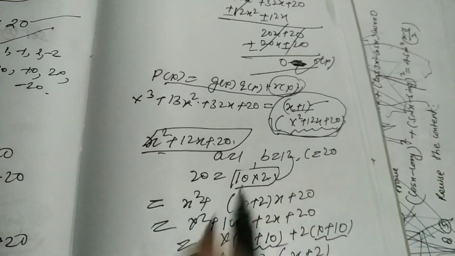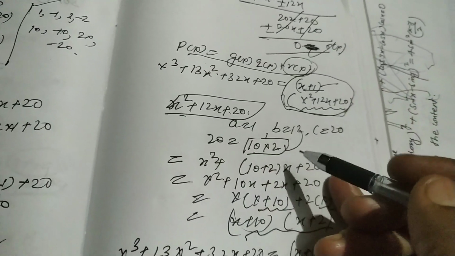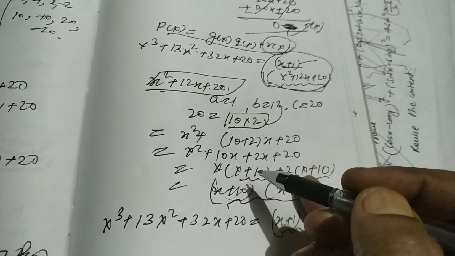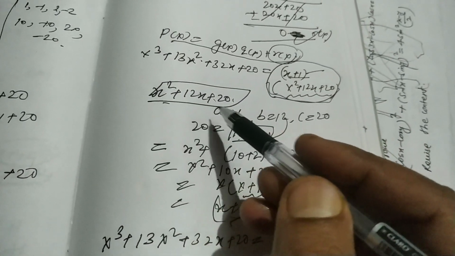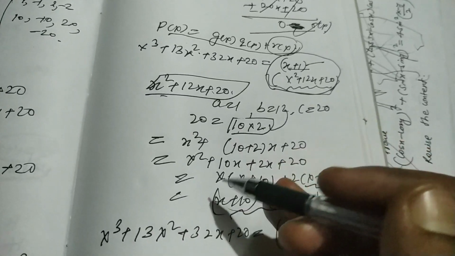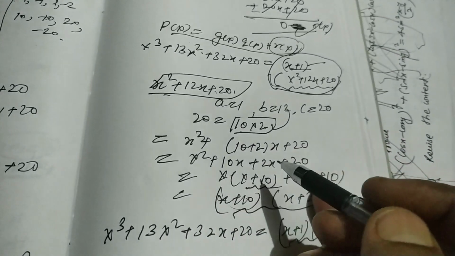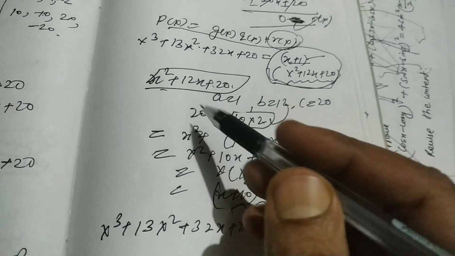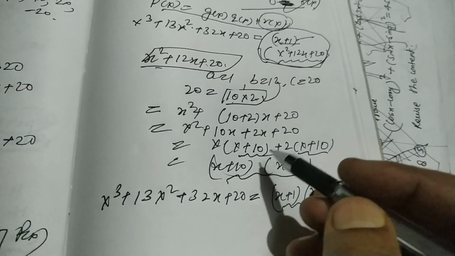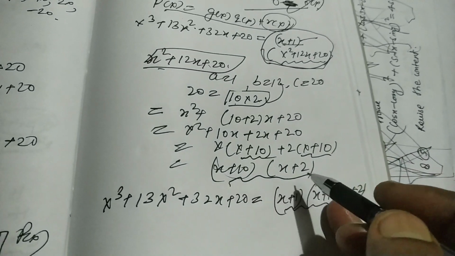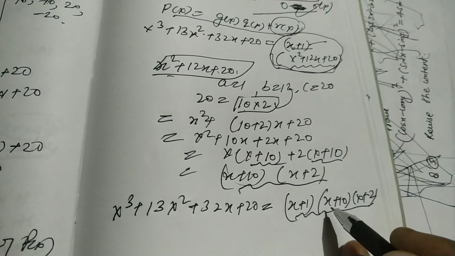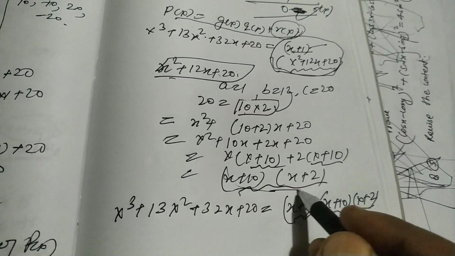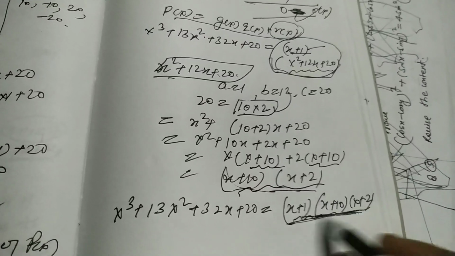And if we have to factorize further into linear polynomials, then x square plus 12x plus 20, which we have already discussed, is factorized by the earlier methods, and we get x plus 10 and x plus 2. Then write g(x) into q(x). These are all the linear factors.